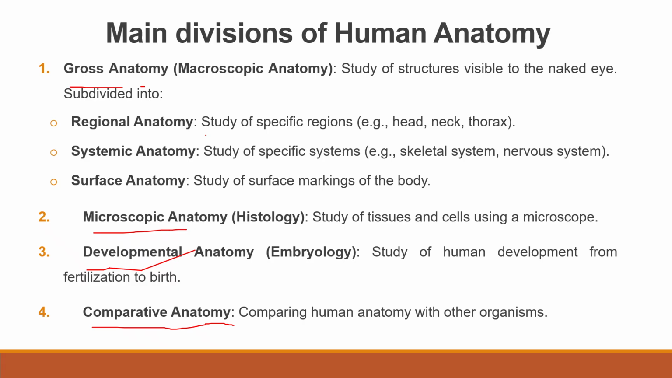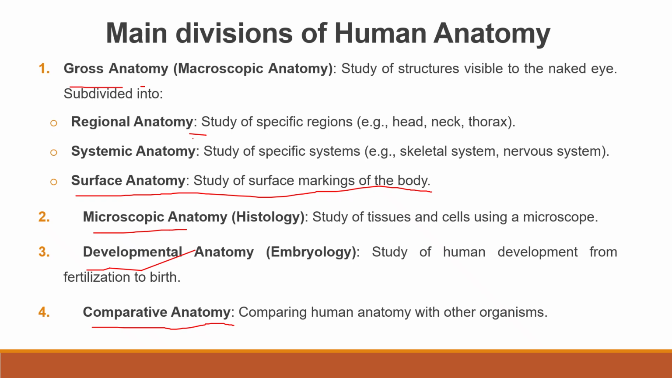Systemic anatomy means studying specific body systems, such as the skeletal system, nervous system, integumentary system, or respiratory system. And surface anatomy focuses on the external features of the body. We correlate external structures for identifying organs, locating structures, and performing examinations and procedures. In such conditions we go with surface anatomy.